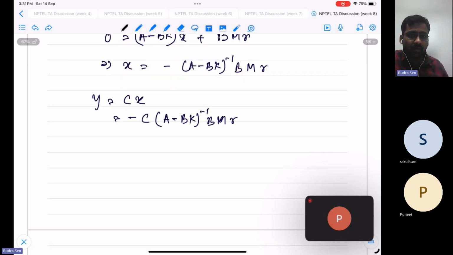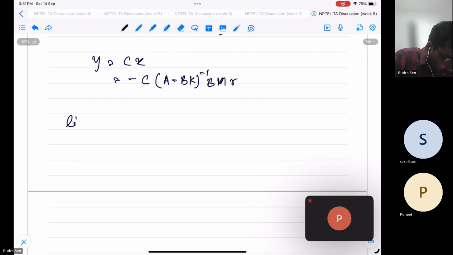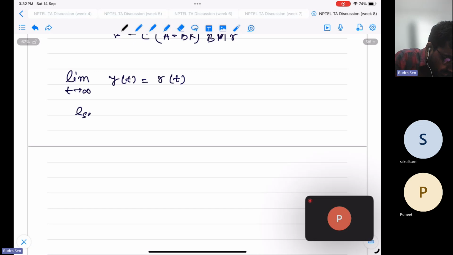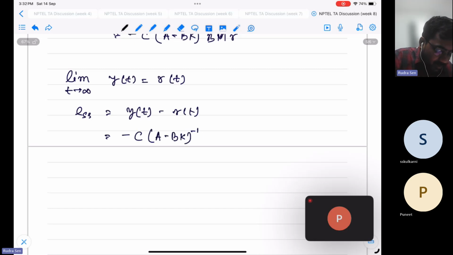We need to design this M. So what is our requirement? Limit t tends to infinity, y(t) equals r(t). That means e_ss, which is y(t) minus r(t), should be 0. So what is y(t)? y(t) is minus C A minus BK inverse BMr, minus r.